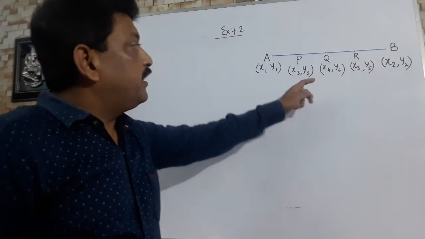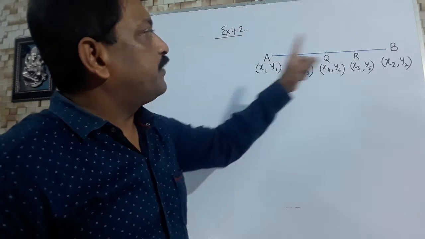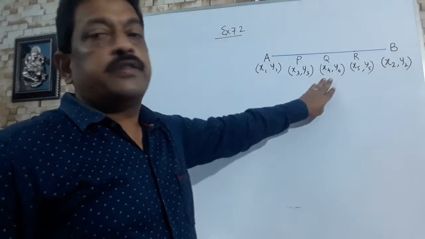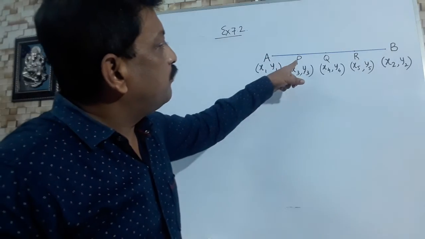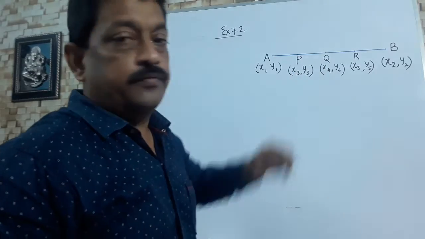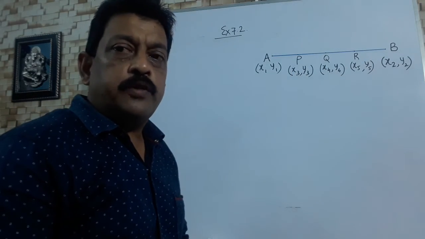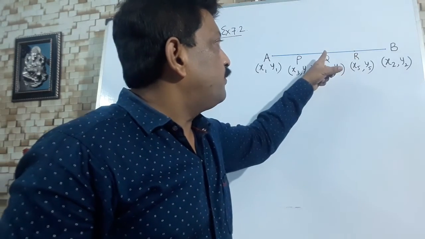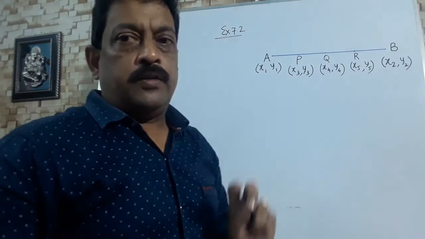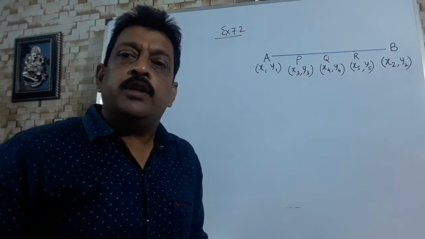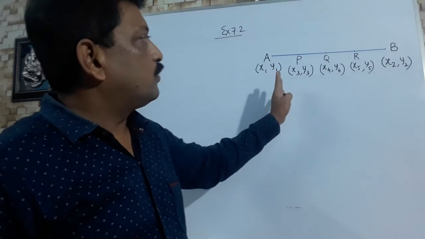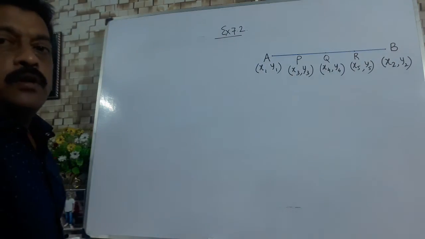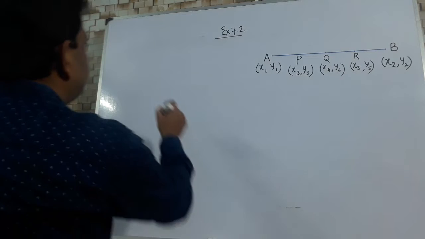Now it is quite clear from the figure that Q is the midpoint of AB. So using the midpoint formula, we can find the coordinates of Q. Similarly, P is the midpoint of AQ. There also we are going to use the midpoint formula, and so is the case with R. R is the midpoint of QB. Therefore, we have to use the midpoint formula only to find the coordinates of P, Q and R. So first of all, I am finding the coordinates of Q.